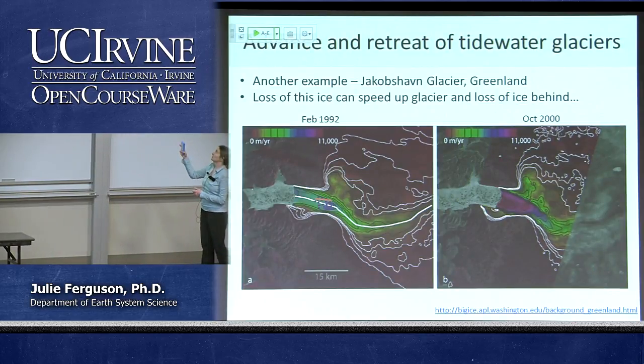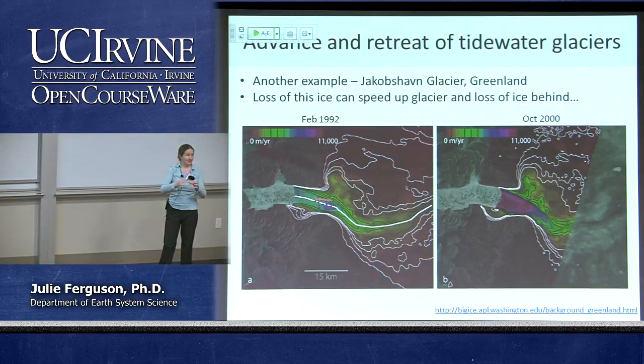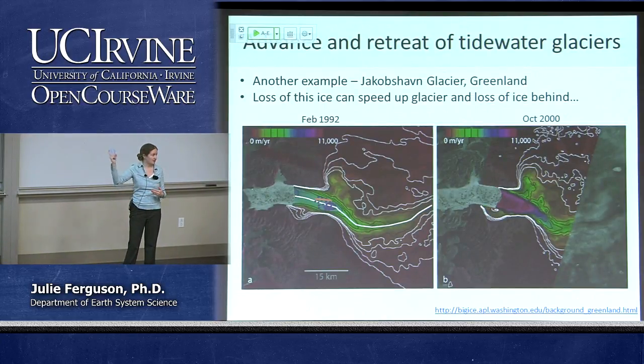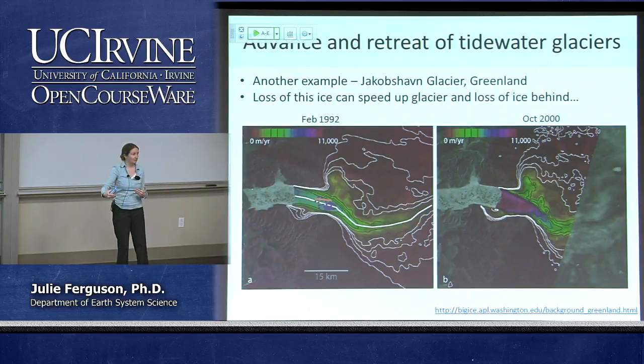And you can see that in October 2000, actually that whole front was really, really fast. And some of that is probably to do with it being a different time of year. October, there's a lot of meltwater around. It's probably moving more quickly. But also in general, we've seen a huge speed up of this glacier. It's got maybe four times faster in recent years.